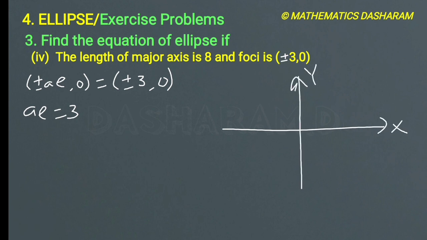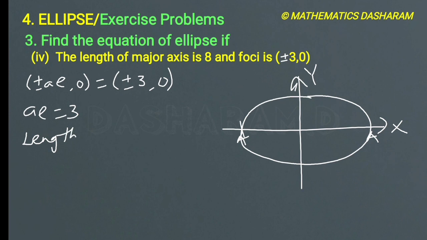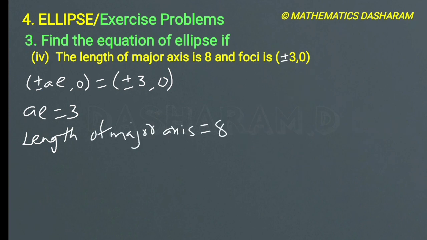The x-axis, the y-axis, and the ellipse is an ellipse. For this ellipse, the focus will be plus or minus ae comma 0. The length of a major axis. So here, for example, here is a point A dash and here is a point A. A to A dash is the length of the major axis. So length of it is equal to 8.